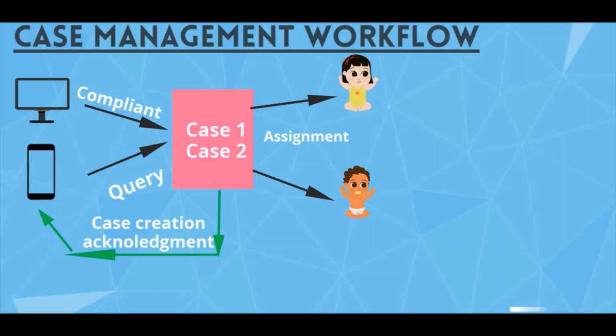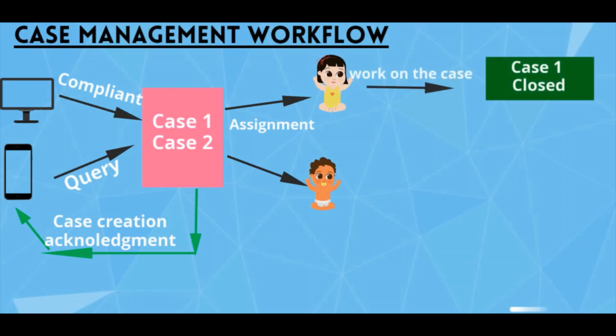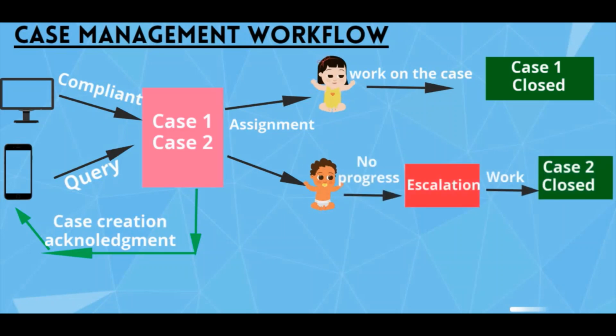Once it has been assigned to the particular person, they will be working on that case. If they work on it properly, they will close the case and then inform the customer. If there was no progress on that particular case, and the second person was unable to do it, then escalation should happen to his manager, and the manager either can reassign it or let this person work some more time. They need to work on it and then close the case. This is how a normal case management workflow goes, from the beginning of raising a case to case close.